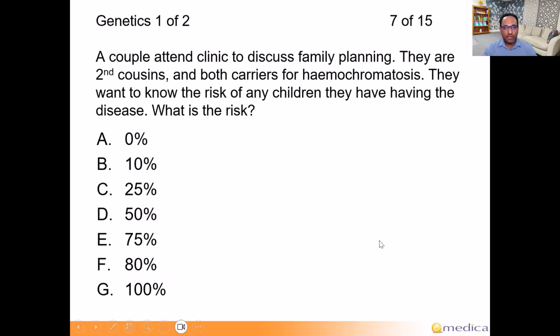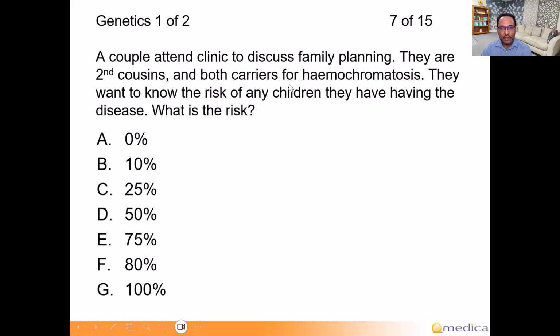Okay, question 7 is one of 2 extended matching questions in a set. Just like this, in the real exam, all questions have a title, and extended matching questions come in sets of 2, 3, 4, or more, where the answer options stay the same. So you'll see genetics 2 of 2 will have these same options, but the question will be different. The key thing here is knowing the inheritance pattern of hemochromatosis. How's that inherited? Autosomal recessive.